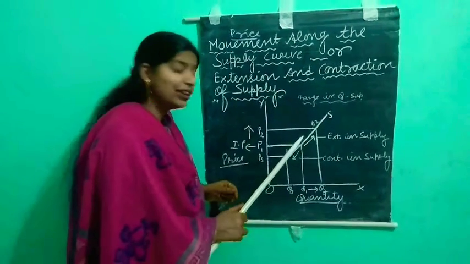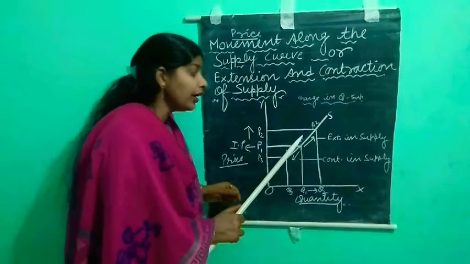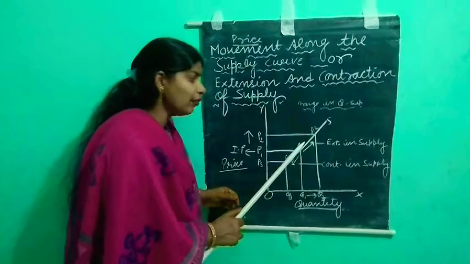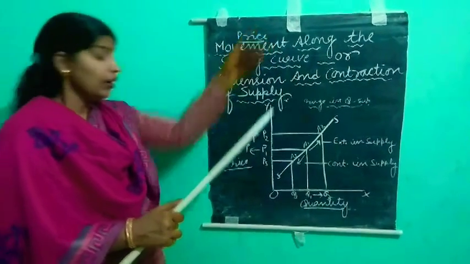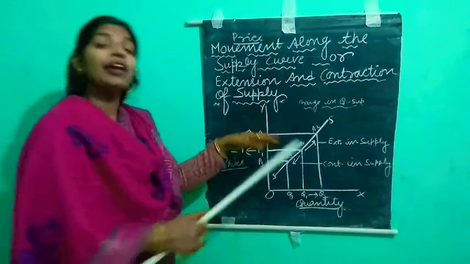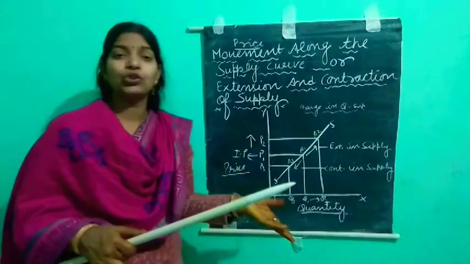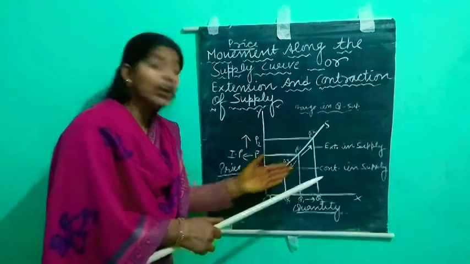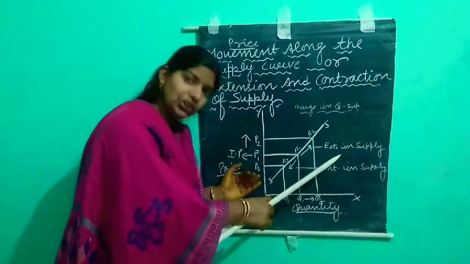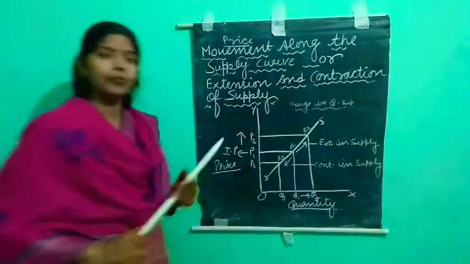Because in the curve we can see that from point A1 it is going upward. From A1 to A2 it is moving along the upward sloping curve. Rising price is motivating the producer to increase the quantity. That's why it is known as extension in supply.